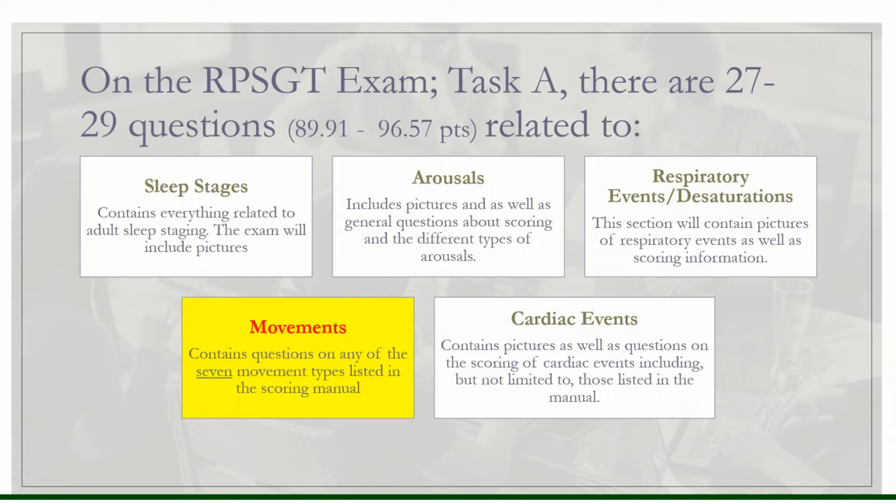So in this same task, task A on the blueprint, you also have a category of sleep stages, arousals, respiratory events and desaturations. You have movements, and you have cardiac events. As far as the movements, which we're going to talk about today, they contain questions on any of the 7 movement types that are listed in the AASM scoring manual.